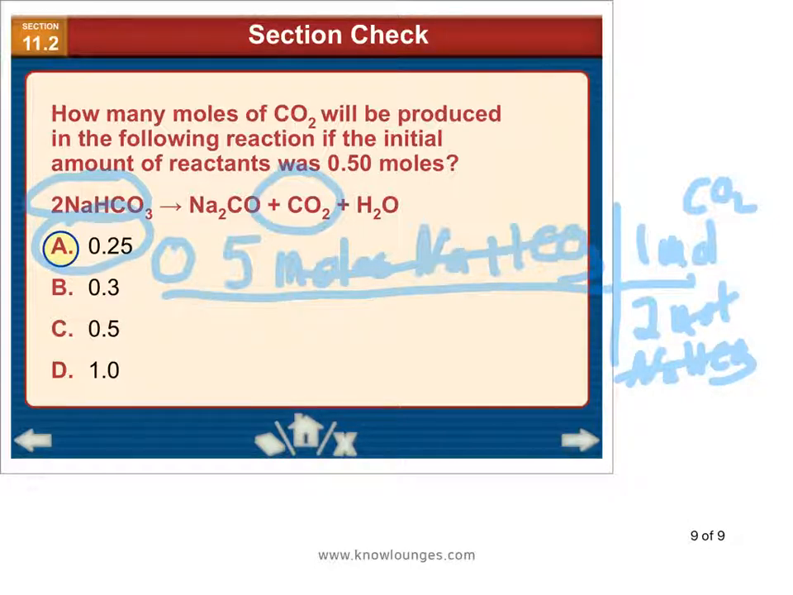So, that's a brief introduction into stoichiometry calculations. We'll practice a lot more in class.